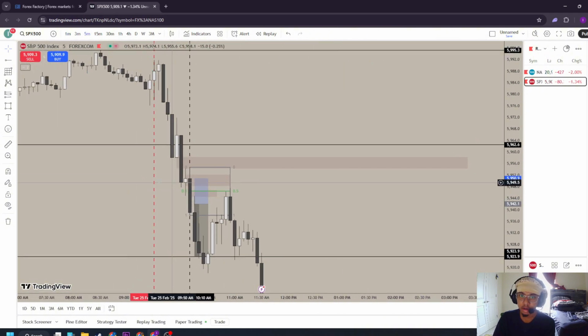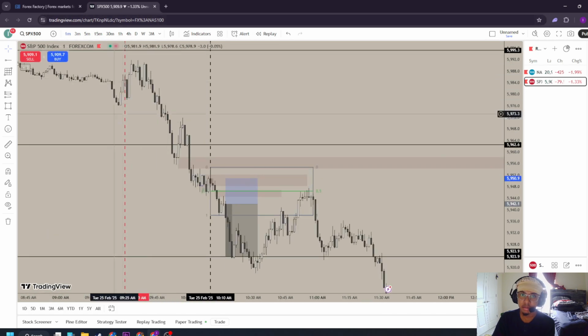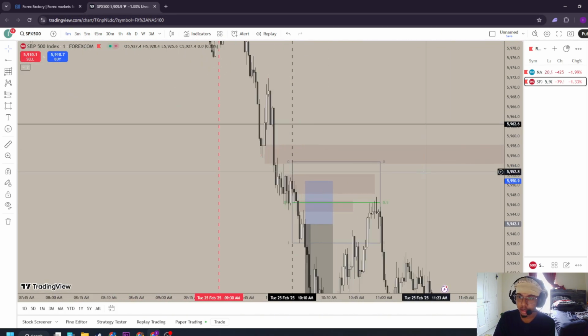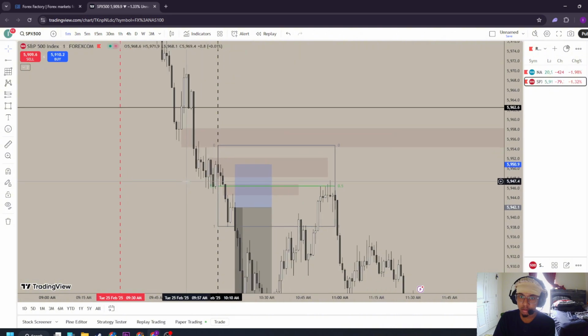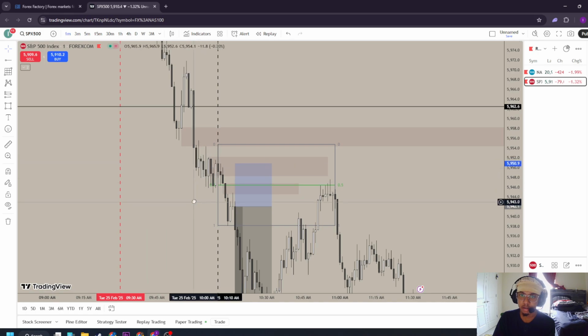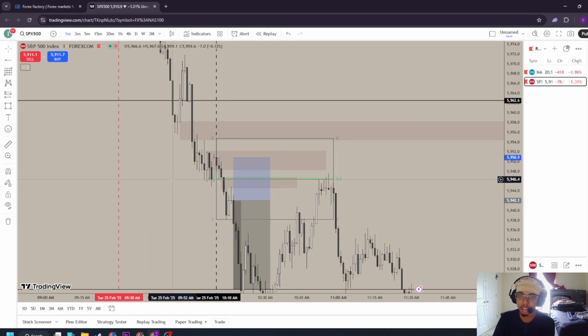5 minute PDRA right here, 5 minute gap, and getting tapped into from there. This was my equilibrium right here. We also had this 1 minute bearish order block. We had this 1 minute breaker block right here, and then we also got a displacement to the downside for both of these to be validated as well.